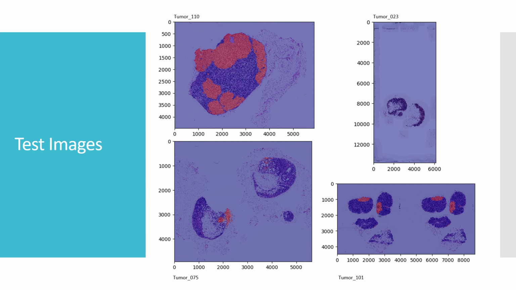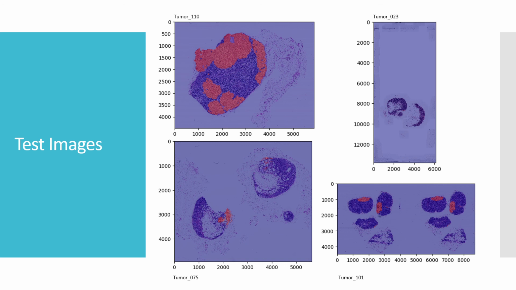I looked through the images by hand and picked ones that I thought would be good to look at. So I picked this tumor 110 because it has a lot of cancer cells, but I also wanted a mix of how it is going to perform when there are not a lot of cancer cells. As you can see in tumor 023, you can barely see the mask.